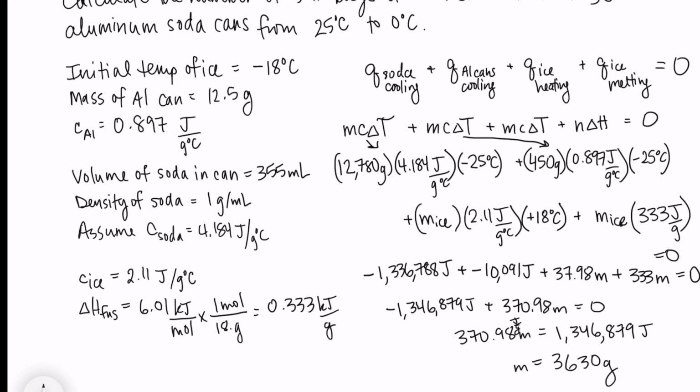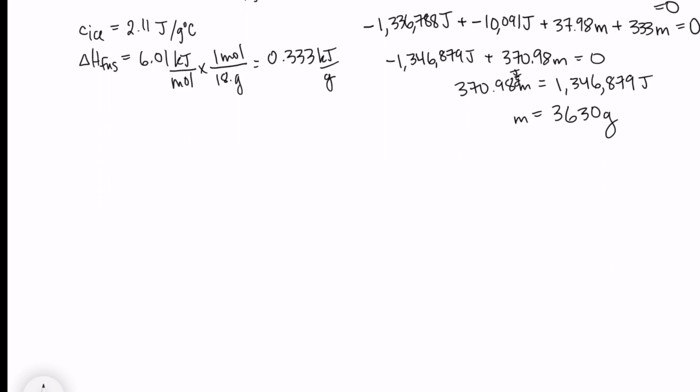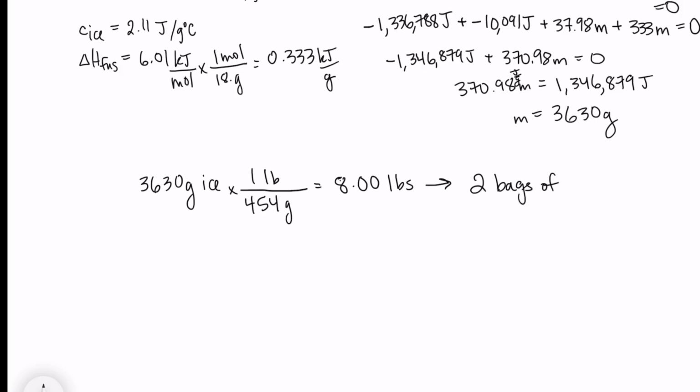Okay, so I figured out how much mass of ice I need, but they asked me not in grams, that would be too easy, and instead they asked me about 5-pound bags of ice. So I'm going to need to convert my 3,630 grams into pounds, and there's 454 grams in 1 pound. So that comes out to 8.0 pounds of ice. And since these come in bags of 5 pounds, that'll be 2 bags of ice.